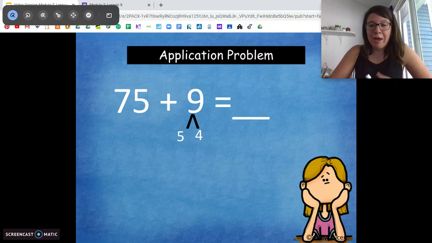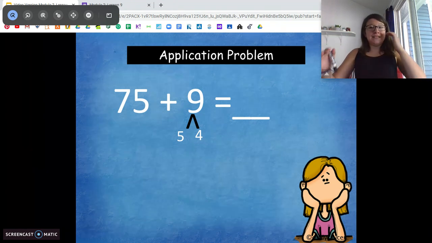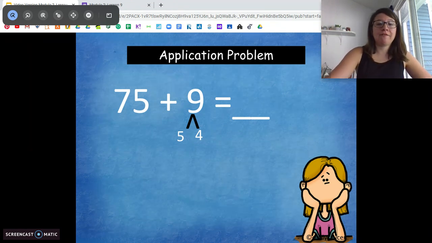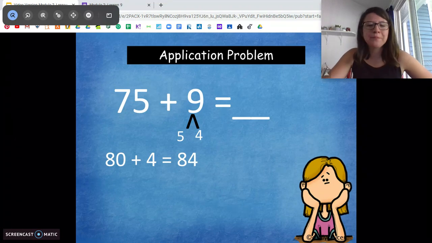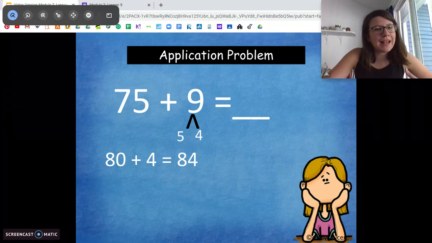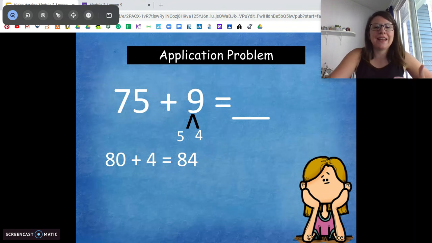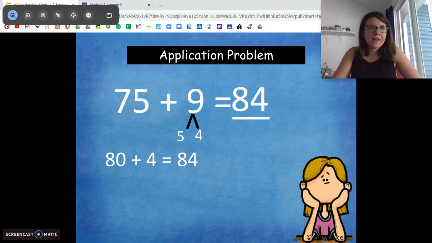Got it? Okay, what's our first step? Good, we're going to make a 10. So we have 75 and we're going to add 5 to get a 10, which is going to get us 80. Then we're going to add those four extra ones in to get 84. So our answer is 84. And what does the 84 mean? Is it 84 monkeys?